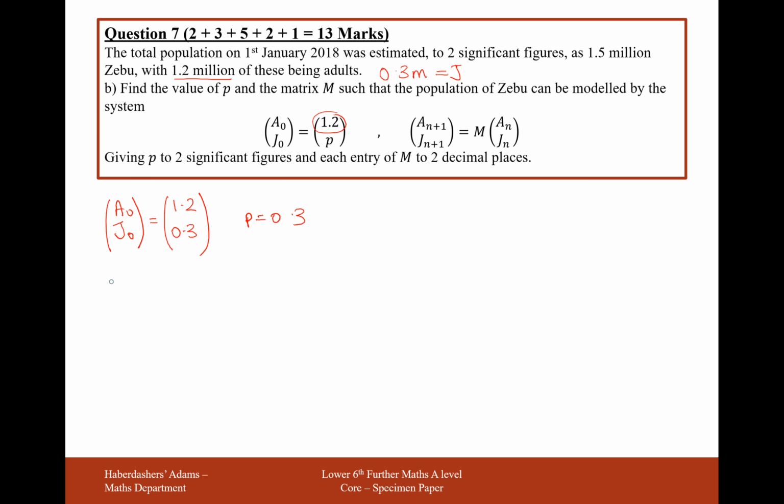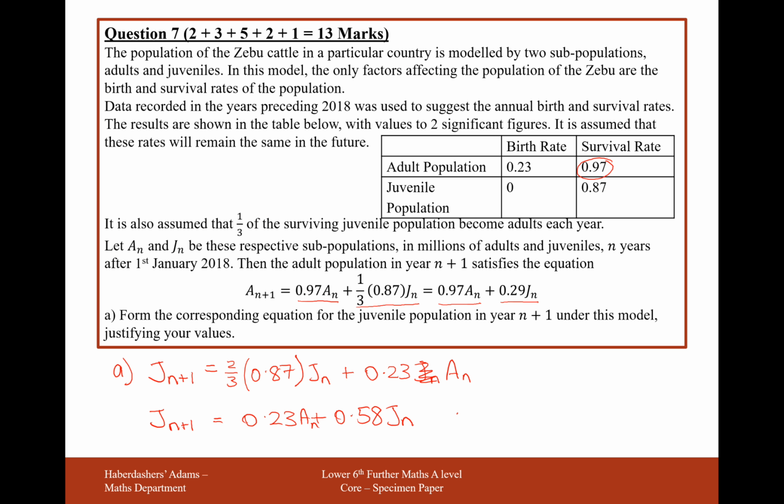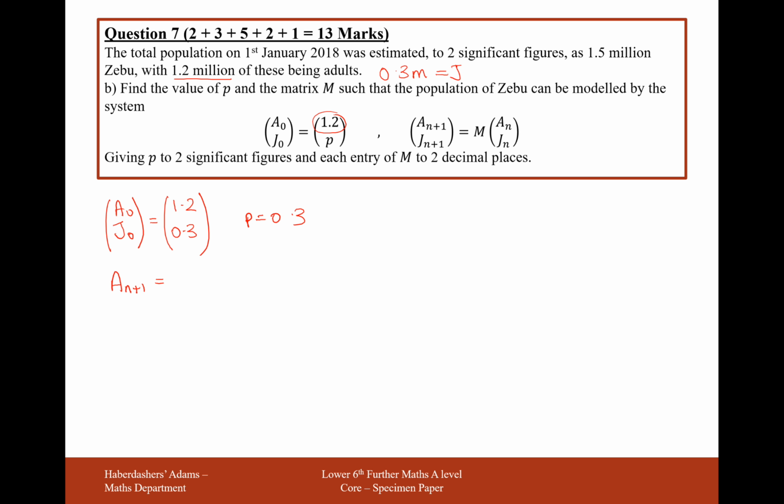And the M part of this matrix is formed by those two equations that we had on the previous slide. So let's go back and look at them. So it's 0.97 An plus 0.29 Jn, that's the first equation. And Jn plus 1 equals 0.23 An plus 0.58 Jn. So going back to this point here, we'll have 0.97 An, and these coefficients that we're writing down here are going to create that matrix M.